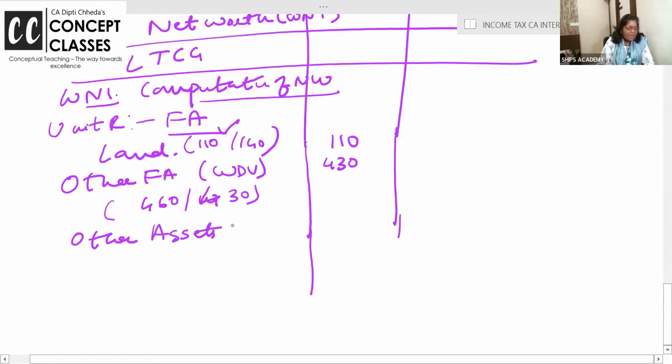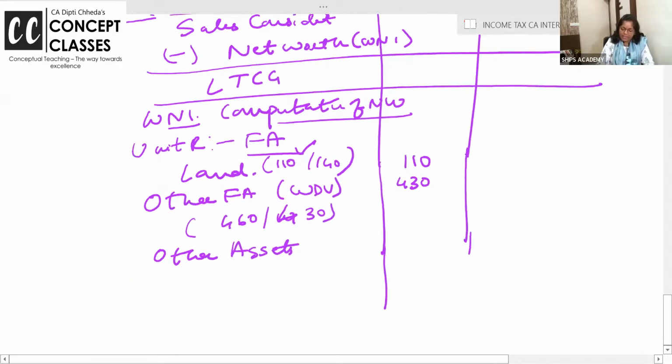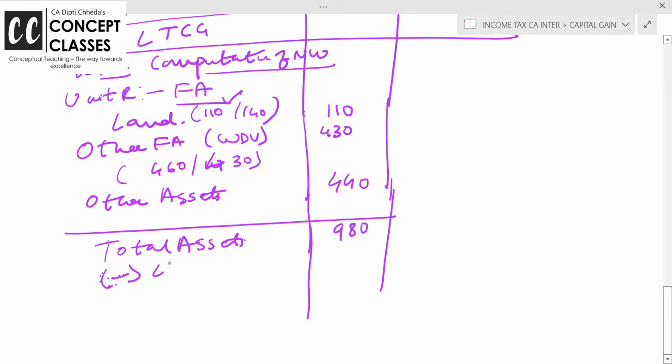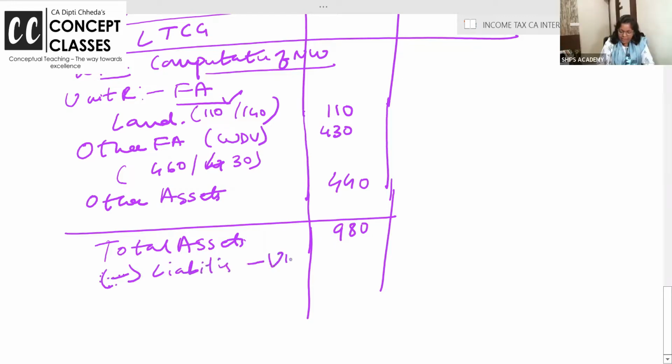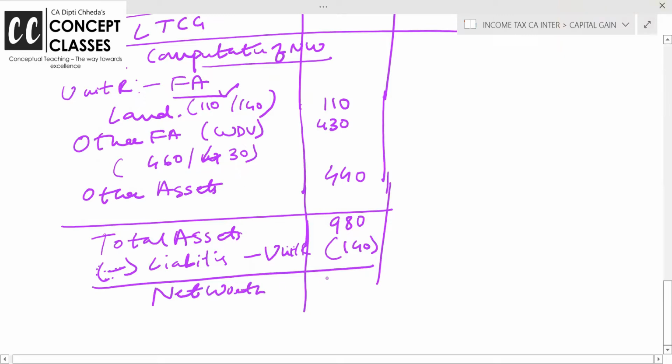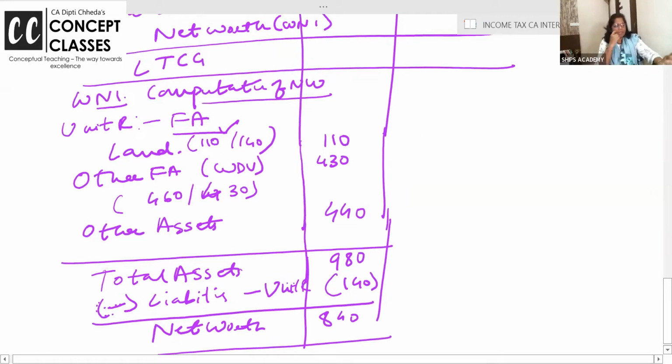And now what about other assets? Not other fixed assets, other assets. Other assets is 440. That's all for total of assets. Total assets: 110 plus 430 plus 440, that is 980, minus liabilities. Liabilities, carefully take only of unit R. Liability of unit R is 140 and no change. So what is the net worth of the business? 840. Some of you are still confused, unmute and ask your doubt.